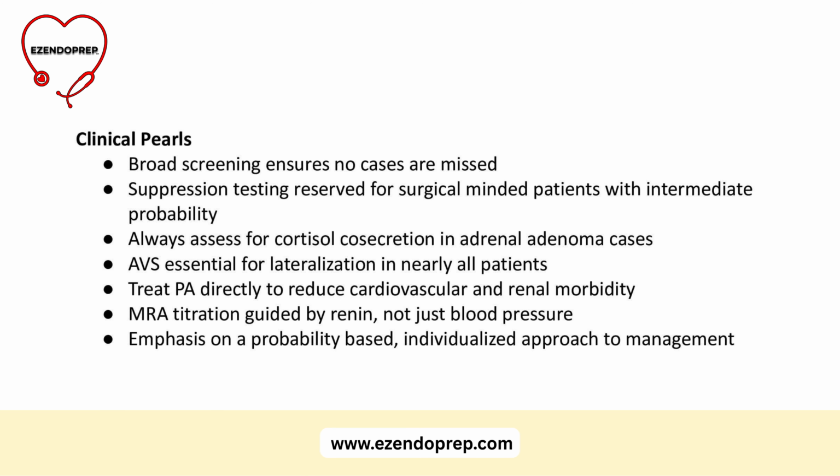So in summary, the 2025 update reinforces the need for broad screening, more selective use of suppression testing, reliance on AVS for lateralization, thoughtful tailoring of therapy to laterality, and a pragmatic approach to medical therapy, emphasizing spironolactone as first line. As always, the goal is precise diagnosis and targeted treatment to improve outcomes for our patients with hypertension.